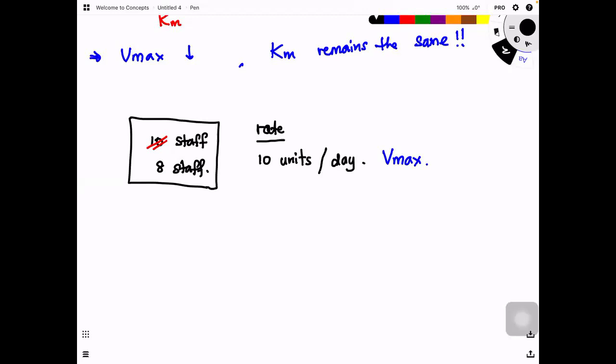Are you clear? 2 of them die because of the disease, for example. So what happened to my rate? What is my new rate? The workable staff now is 8, so my new rate will be 8 units. So you can see that there is a decrease of the Vmax compared to the original one. Correct?